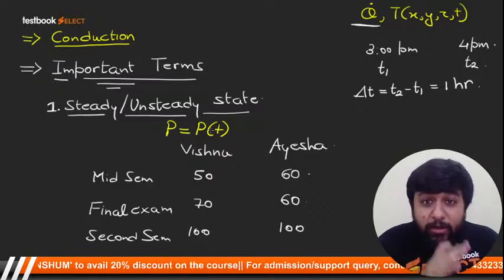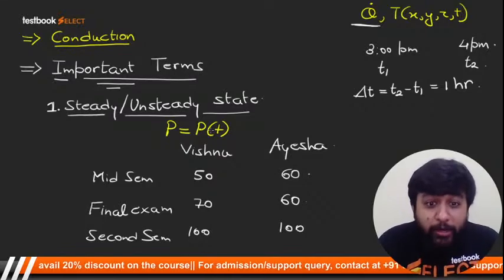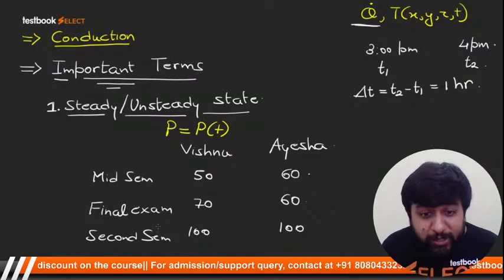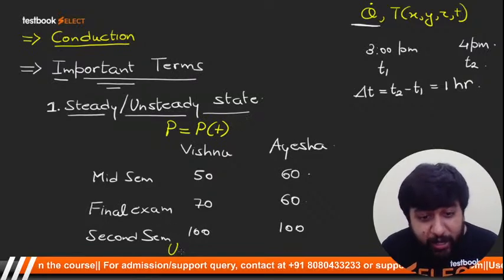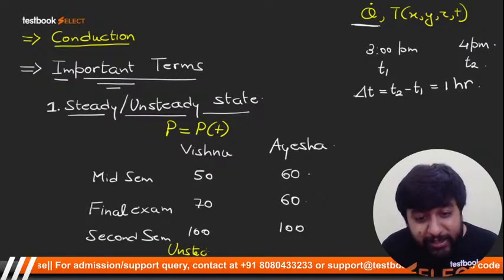So when we say the value of property at a point changes with the time, that is called unsteady state.